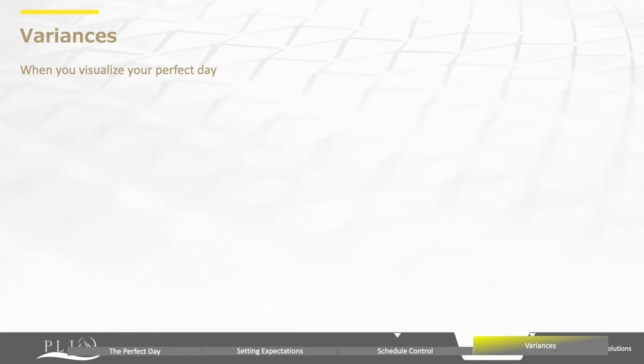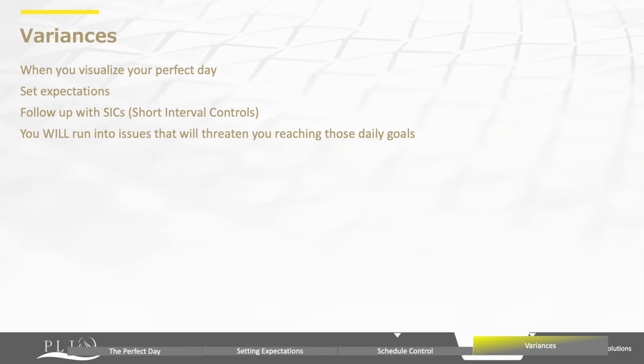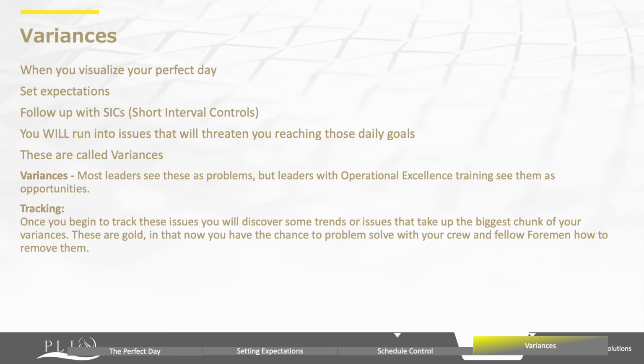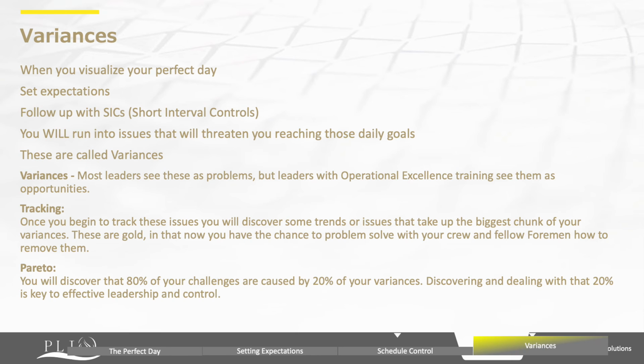When you visualize your perfect day and you've set expectations and you follow up with short interval controls, you will for sure run into issues that will threaten you reaching those daily goals. These are called variances. Quite simply, most leaders see these as problems, but you're getting training in operational excellence and you will come to see them as opportunities. You need to start tracking these variances or these issues, because you're going to discover some trends or issues that take up a big chunk of your variances. These are gold, and now you have a chance to problem solve with your crew and fellow foremen on Tuesdays in terms of how to remove them.